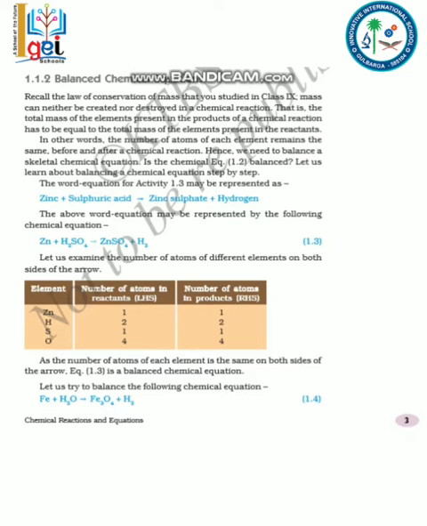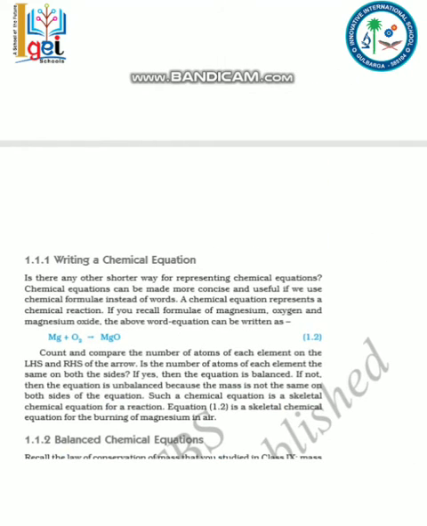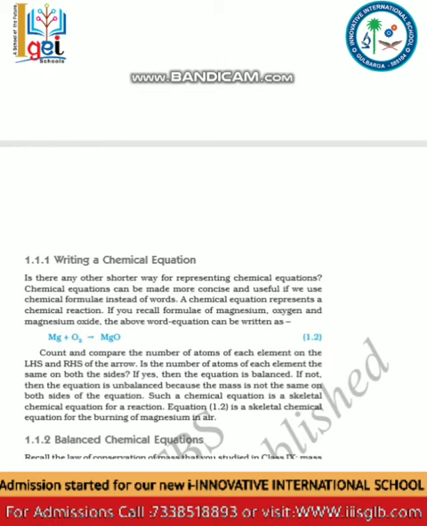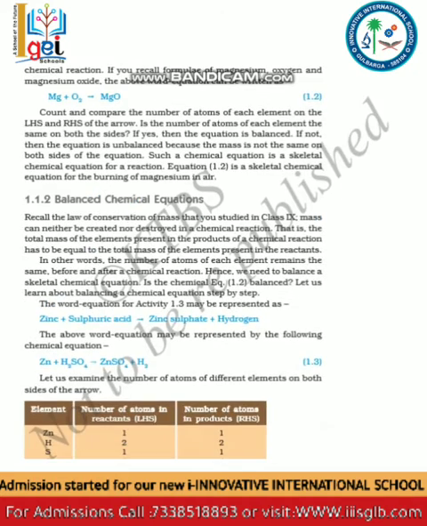Now concentrate here. In products, we are getting two products. In our previous example, we learned that magnesium plus oxygen gives rise to magnesium oxide. In that equation, on the product side we had only one compound, magnesium oxide. But here in this equation, we have two products. One is zinc sulfate and another one is hydrogen.